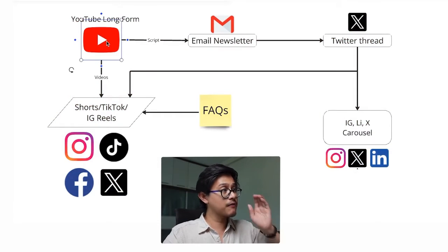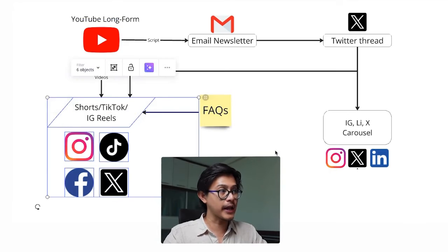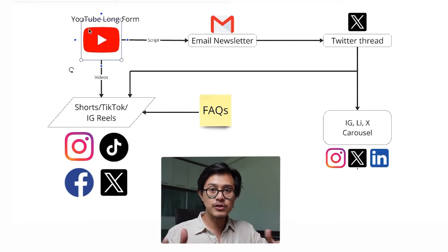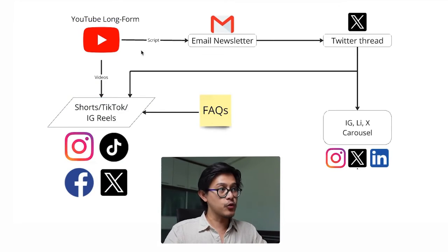So once you have the YouTube videos, you can use AI tools to extract video footage from the long form videos into shorts without you having to do much. It's just like one click. All right, so some AI tools can help with this. When you do a long form video, you most likely have a script. A script is at least some bullet points of what you should be talking about in the video. If you expand on that, that could be your email newsletter. And then you can repurpose the thread into like a carousel. You can post on IG, X, or LinkedIn.